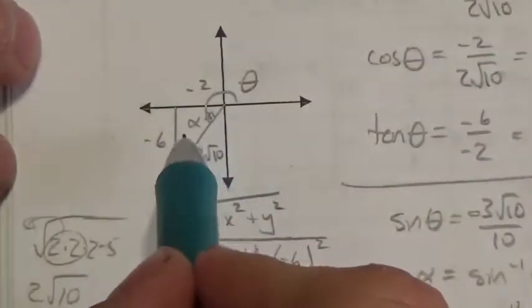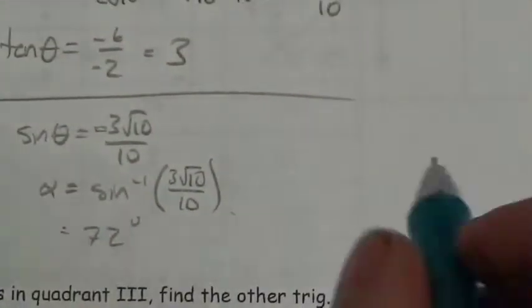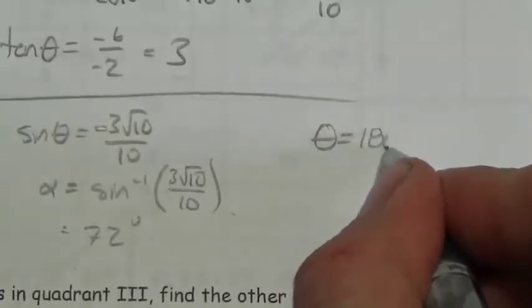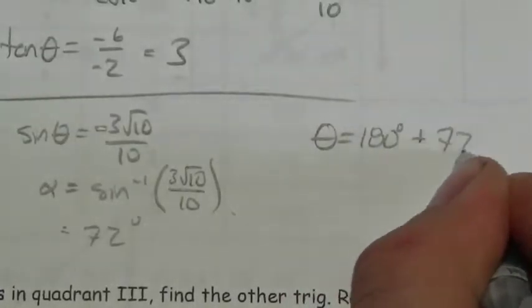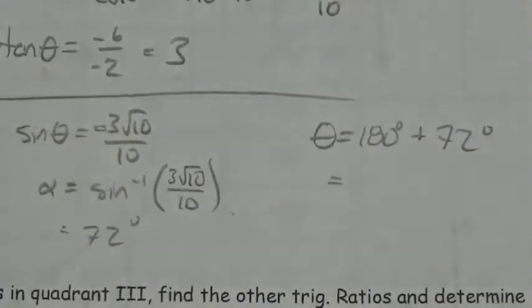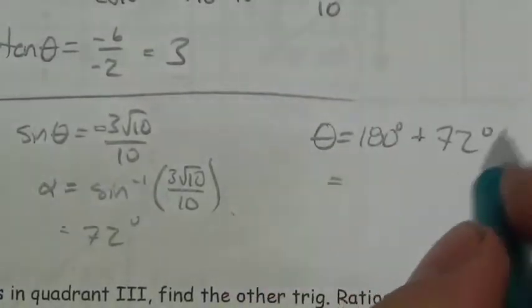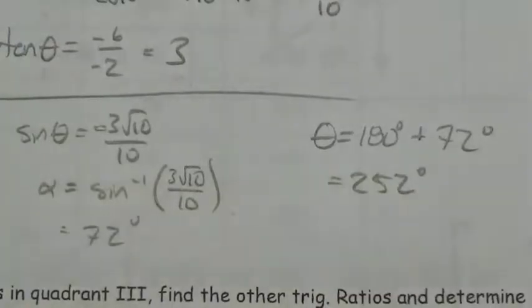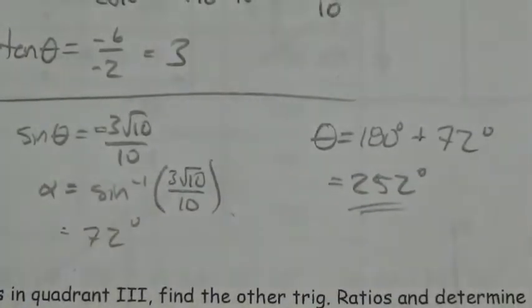Now, to get the angle in the third quadrant, which is really what I'm interested in, to get that rotation angle, I have to take that 180 degrees and then add that angle that's inside that triangle. So now 180 plus 72 is going to be 252 degrees. That's the angle that we're looking for.